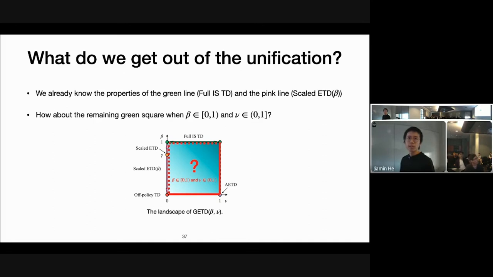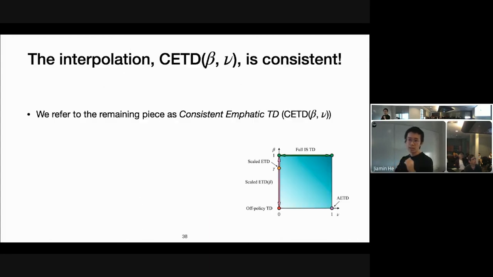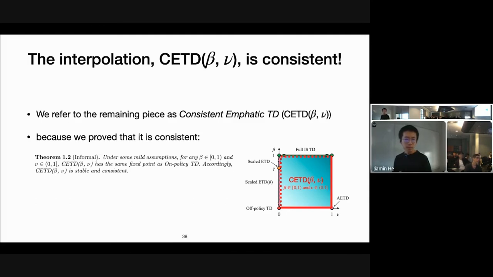And we are interested in the remaining square when we exclude the left edge and the top edge, but include the right edge and the bottom edge. And specifically, we found that this square is consistent, the same as AETD. And we refer to this part of the square as CETD, our final algorithm. And we showed it is consistent with a theorem. Now, this is a good point to pause. And if you have any questions regarding CETD and its relations to existing methods, you can ask me.